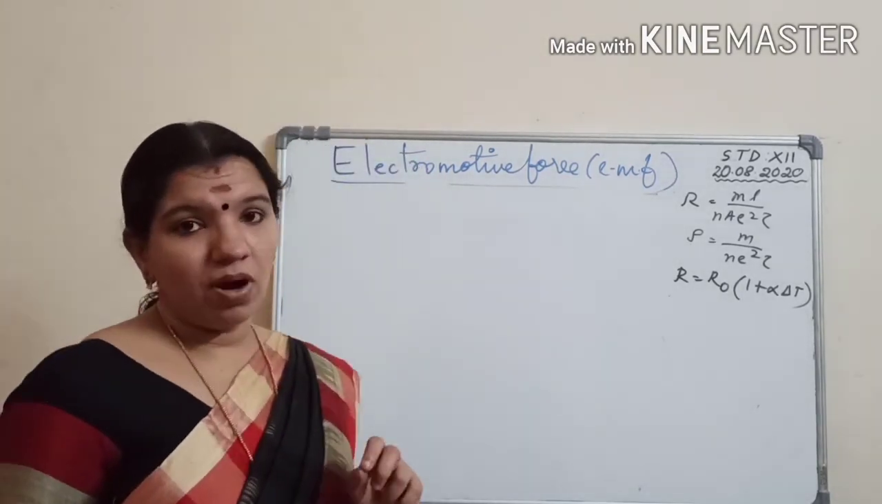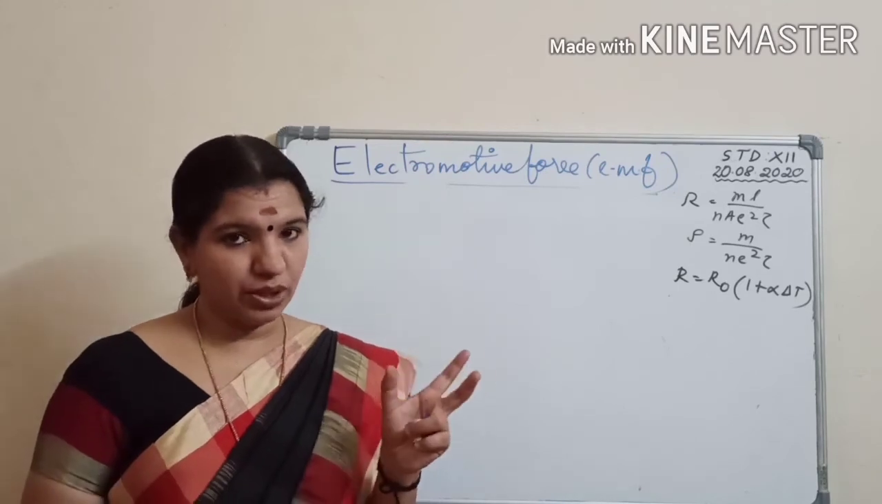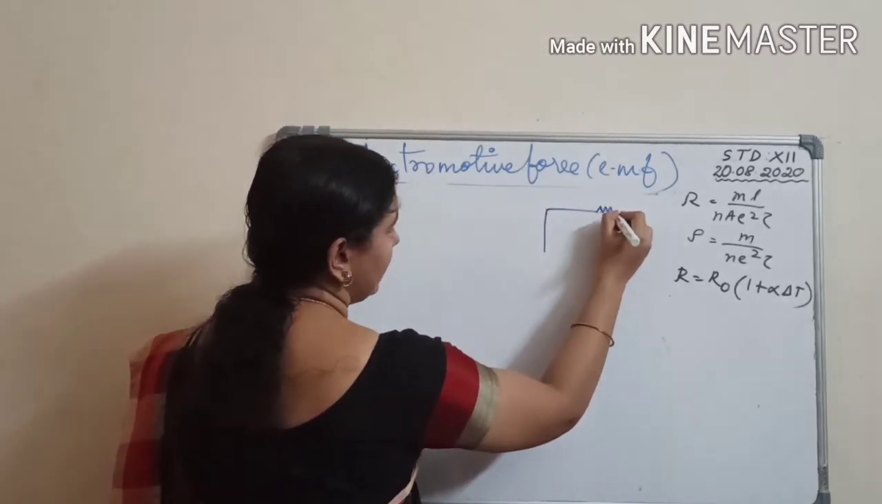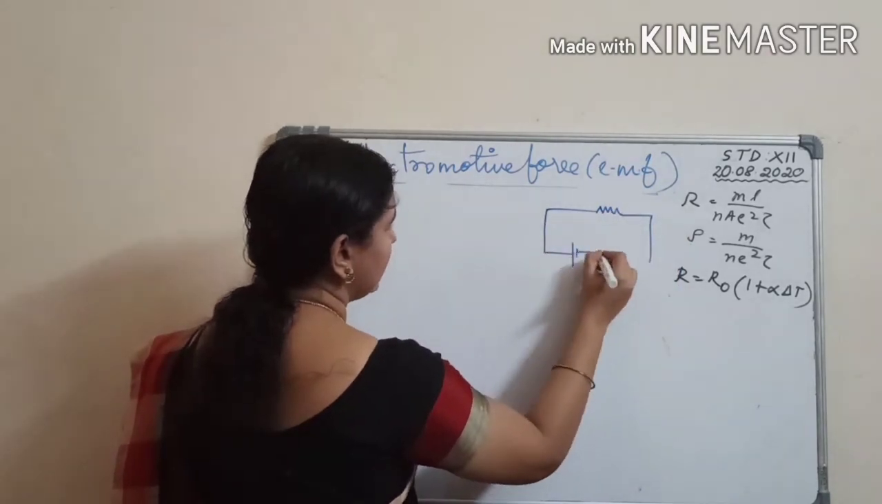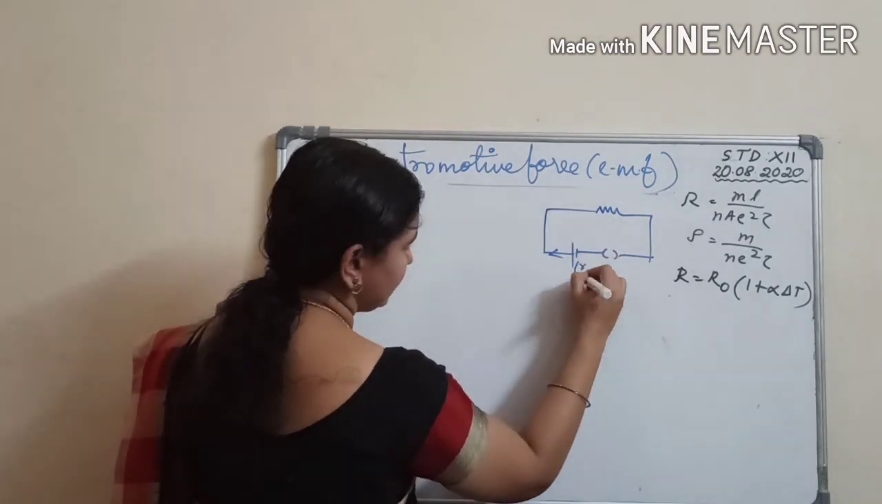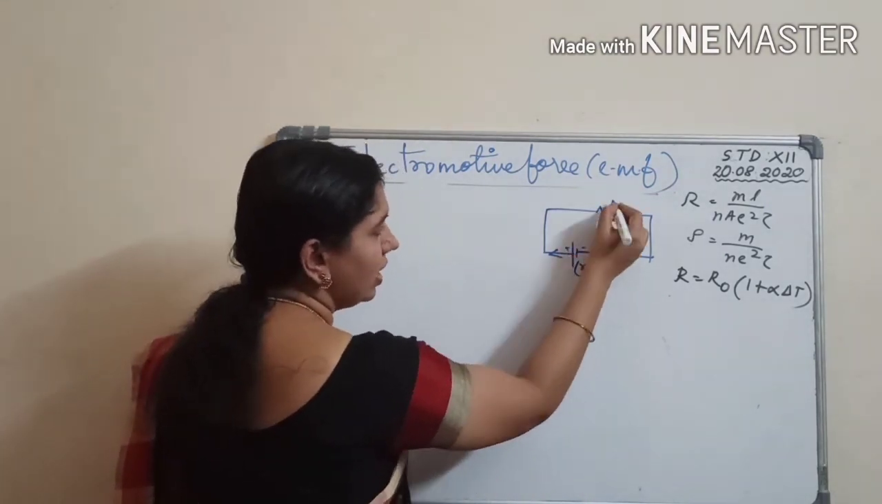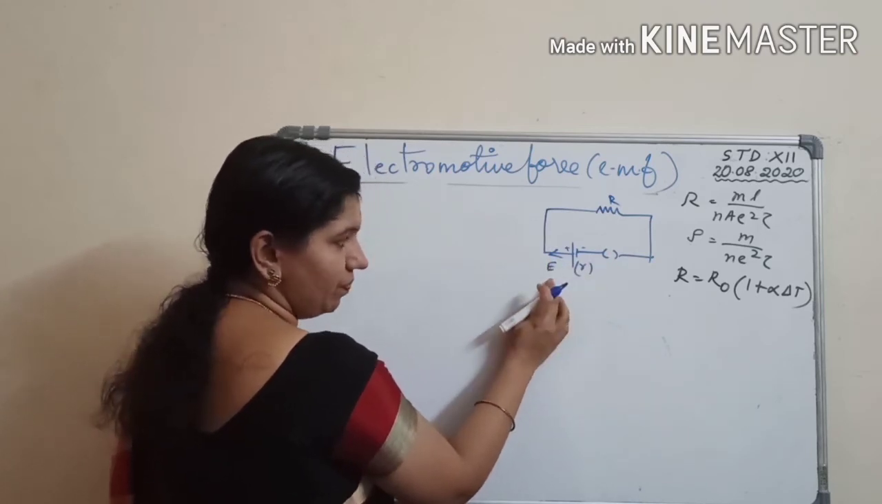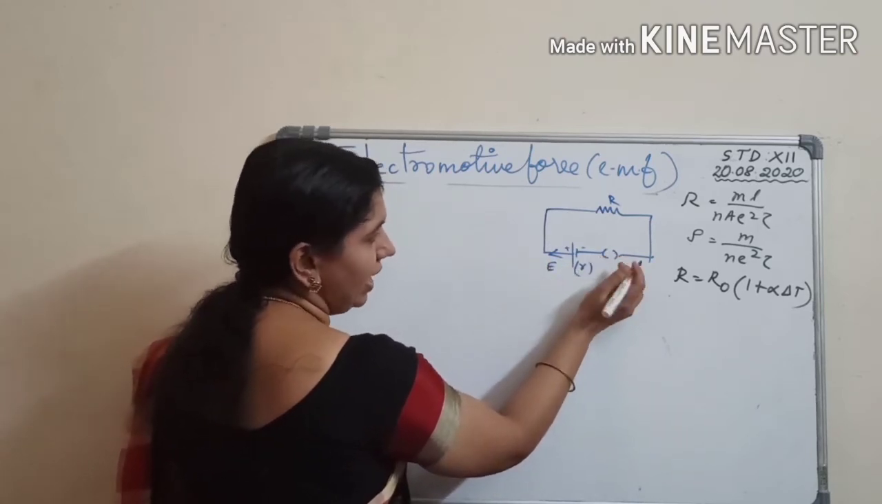The maximum amount of current drawn in a circuit. If I am considering a circuit like this, with an external resistance, a cell here, and a switch here. So this has an internal resistance, and it has an external resistance here. Then the EMF is given as E, isn't it? Then the switch is there.